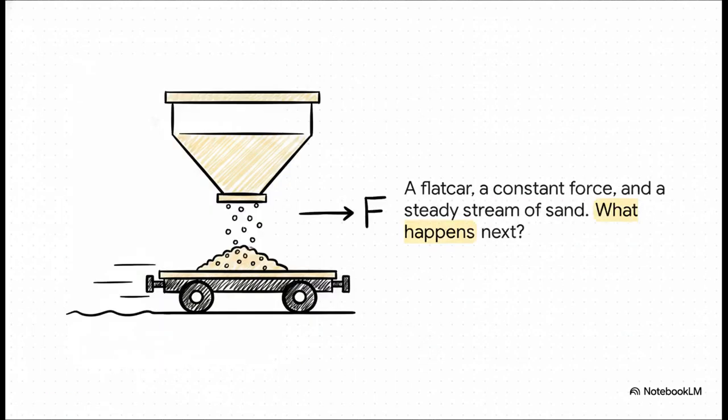So here's the setup. Picture this. You've got a flat car, and we're going to assume it's on a frictionless surface. There's a constant horizontal force, F, that starts pulling it. But at the exact same time, sand starts pouring onto the flat car from a hopper right above it that's not moving. And that sand is being added at a perfectly steady rate.